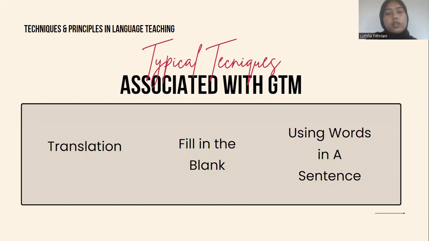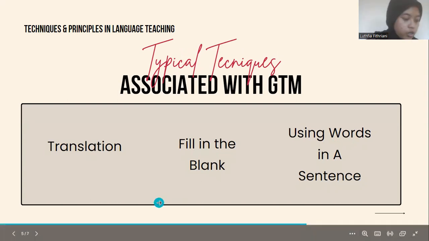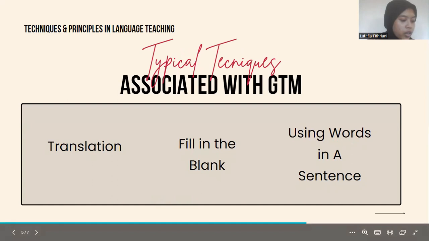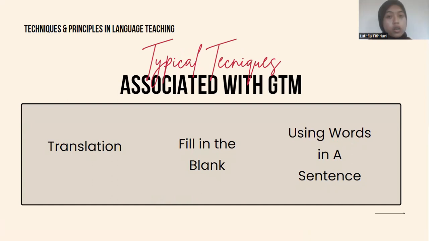Okay, after we learned about the theoretical background of grammar translation method, now we will move to the typical techniques associated with grammar translation method. First is translation. So we, as a teacher, could help the student to translate one language to another by giving them a reading passage. But we have to pay attention that when we are giving the student a reading passage, we have to make sure that the reading passages have similar vocab and grammar rules. So it will make the student easier to learn about the target language.